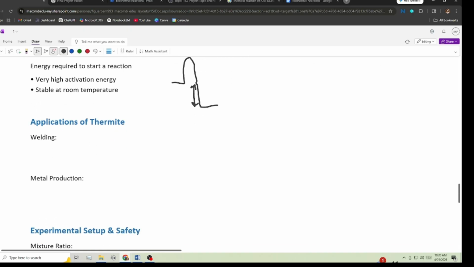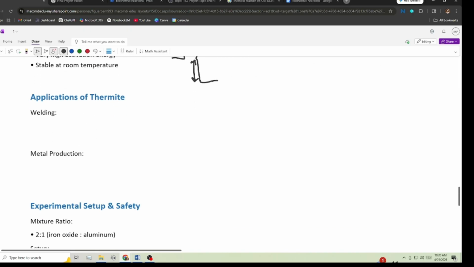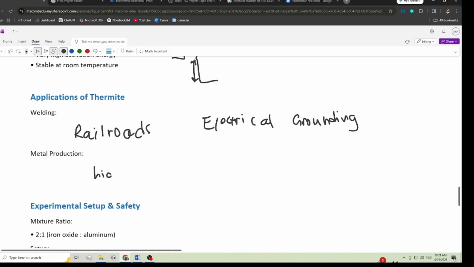Some applications for thermite in the real world: you can see it used in welding and metal production. Welding, they use it for railroads, making those tracks, and for electrical grounding. And then for metal production, to actually get pure metals, thermite is used to get those high purity metals, because it produces pure metal at the end.